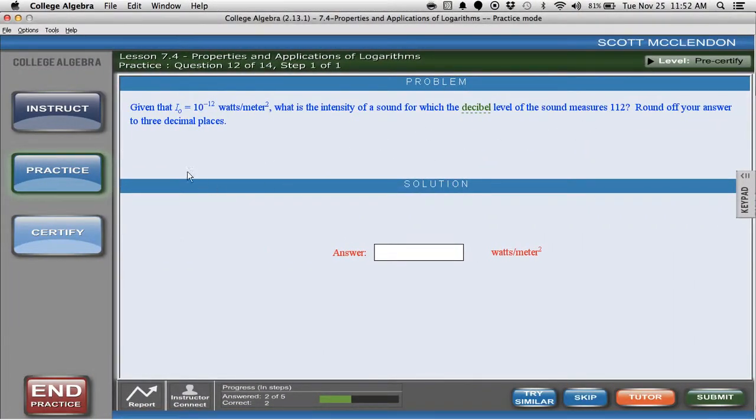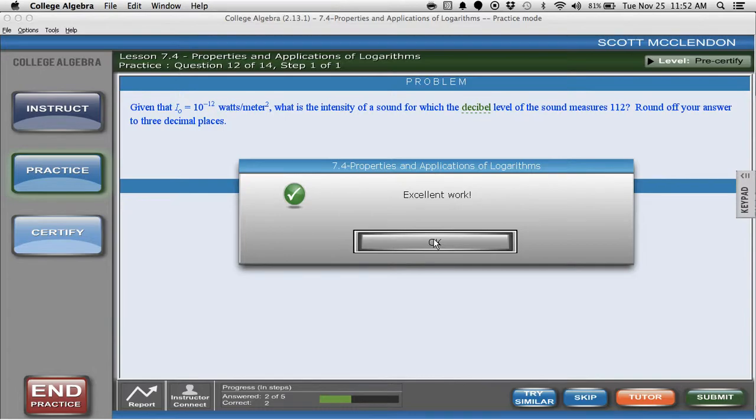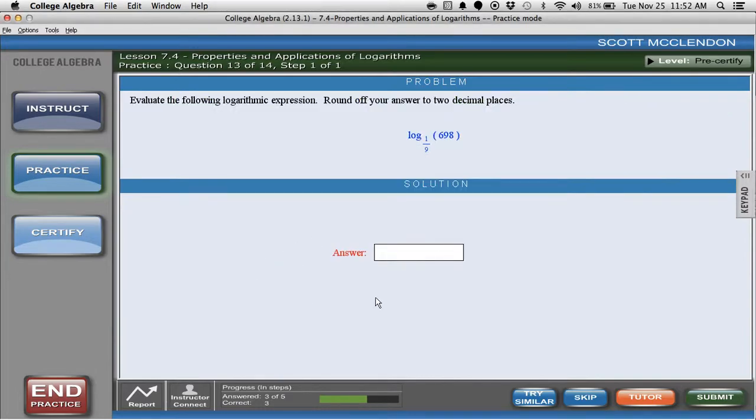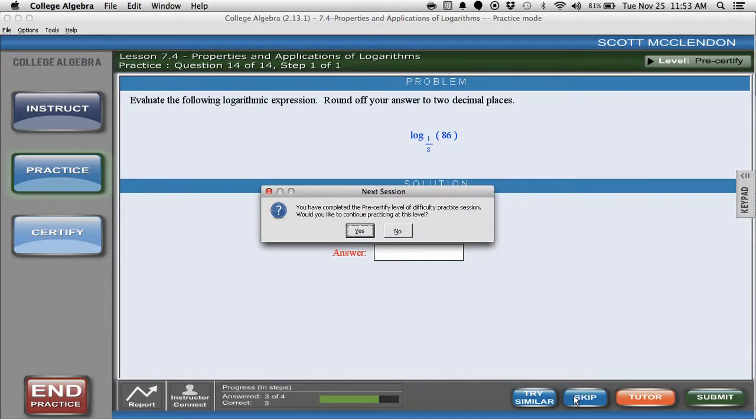Round off your answers to 3 decimal places. That doesn't seem right. Let's try it. Oh, cool. There was another one I skipped in there. Let's see if we can't get back to it.